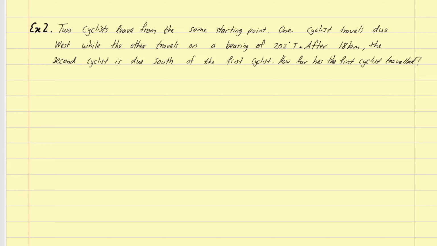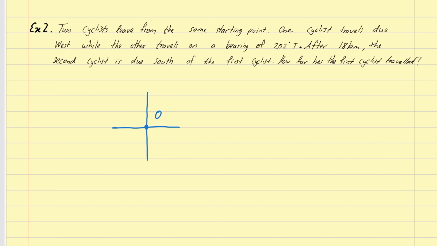Two cyclists leave from the same point. Okay, so far I know if I had a point right there, right? Two cyclists, they're leaving from the same point. So in other words, one of them can go in that direction, one of them can go there, or they could go there. They could even both be going in the same direction. The point is that they're leaving from the same point.